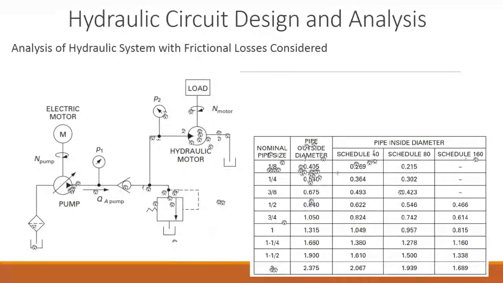That's how the standard dimensions of the pipes, the outside diameter and the inside diameter, are given. Based on the required schedule number, you can get the pipe which is available in the market. Now let's see the problem.